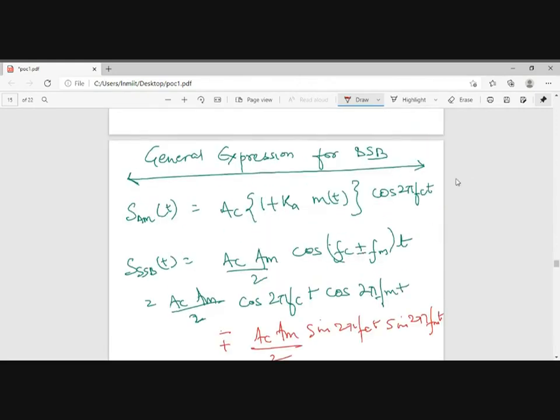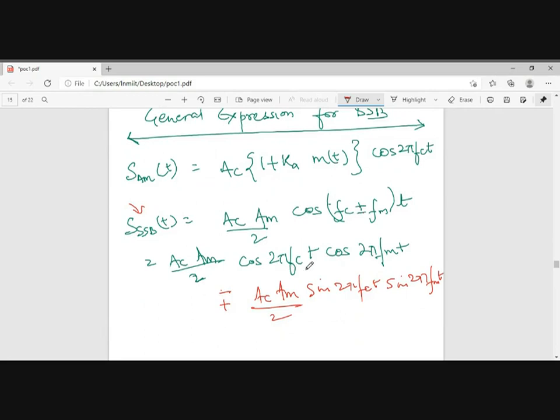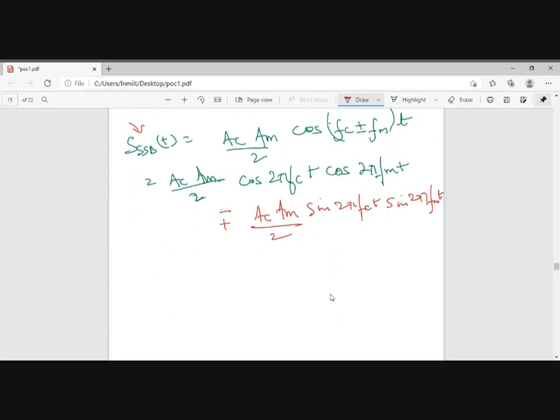यहाँ पर जब हम लोगों ने इसको सॉल्व करने की कोशिश की तो हम ओनली वांटेड दी साइड बैंड्स. ओके, वी डोंट वांट द कैरियर. So Ac Am by 2 cos of fc plus minus fmt हमको चाहिए. Okay, so we are concerned about this. Okay, so Ac Am by 2 cos of fct cos of 2 pi fmt, Ac Am by 2 sin of fct sin of 2 pi fmt. इतना क्लियर है. चलो, मूविंग टू द सेकेंड पार्ट.